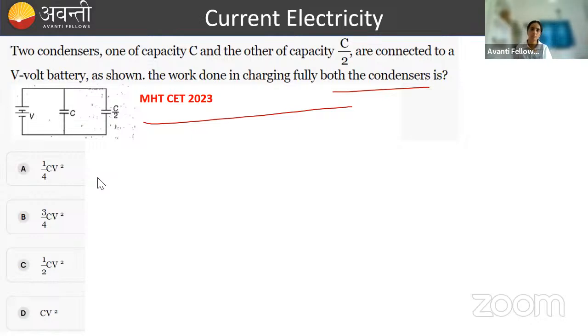Do it now. You know the formula for energy stored on the capacitor. If capacitance is C and voltage is V, then the energy stored on the capacitor is how much? Half CV squared. Done. Chalo, use it and let me know.